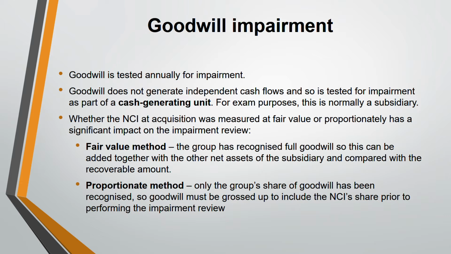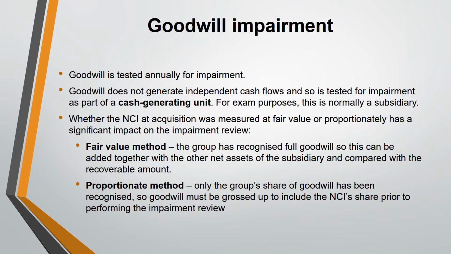Coming to the proportionate method. In the proportionate method, you just cannot take the goodwill because it only includes the parent's share of goodwill. You have to include the NCI share of goodwill also to compare with the recoverable amount. That's the reason we have to gross up. Okay. We have to gross up that goodwill, add it to the net assets, then compare with the recoverable amount and find the impairment. This is the reason we do this grossing up.